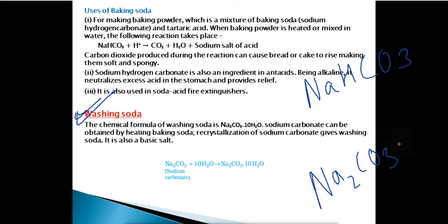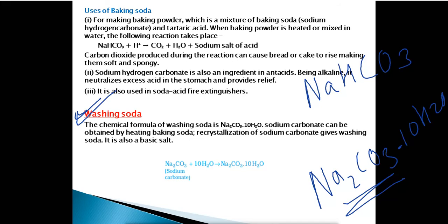Na2CO3.10H2O. It means 10 molecules of water of crystallization are attached with 1 unit of washing soda, that is Na2CO3. It is sodium carbonate decahydrate. What is the chemical name of washing soda? It is sodium carbonate decahydrate, and the formula is Na2CO3.10H2O. Don't miss 10H2O when you write the formula of washing soda. Okay.